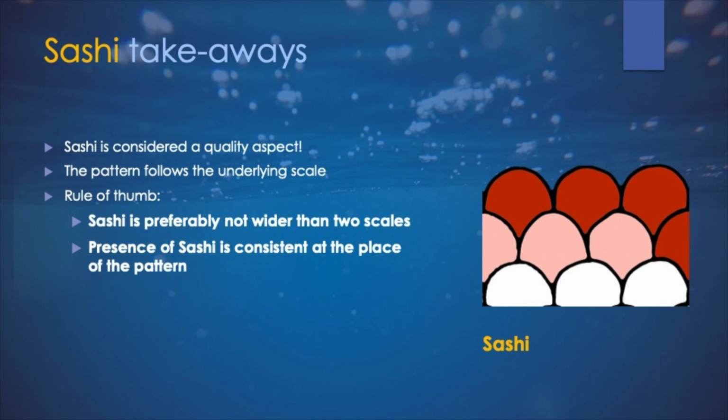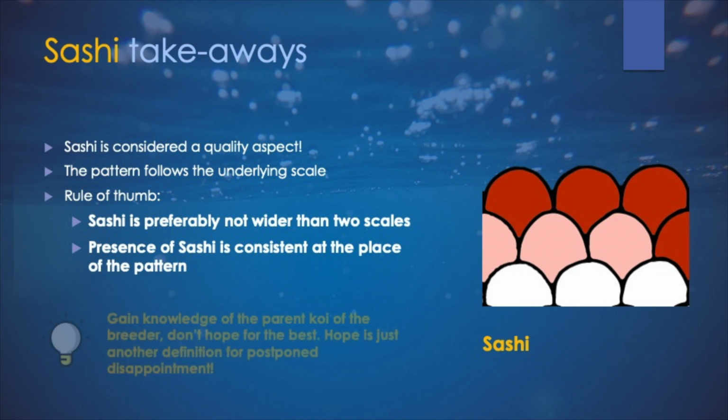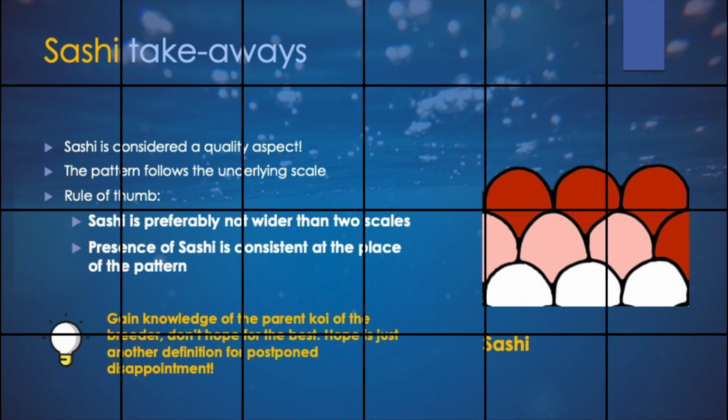Some bloodlines like Matsunosuke have a much longer development path. The genes of a fish are very important here, almost just as important as the patience of the koi keeper. Beauty takes time, and selecting Gosanke koi that have no Sashi at young age anymore could be risky, as there is not much room for improvement anymore on this aspect. Just be sure you know something about the parent koi from the breeder. Don't hope for the best. Hope is just another definition for postponed disappointment. Be aware of that when selecting koi.